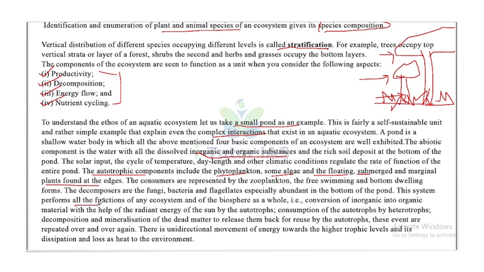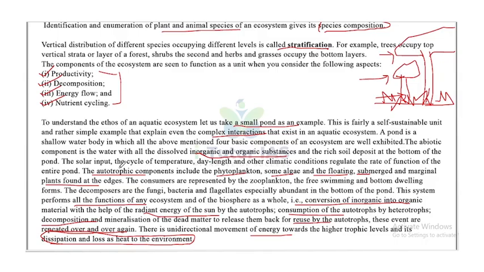This system performs all functions of any ecosystem and of the biosphere as a whole. That is, conversion of inorganic into organic material with the help of the radiant energy of the sun by autotrophs, consumption of the autotrophs by heterotrophs, and decomposition and mineralization of the dead matter to release nutrients back for reuse by the autotrophs. So these events are repeated over and over again. There is a unidirectional flow of energy towards higher trophic levels, and it is dissipated and lost to the environment as heat.